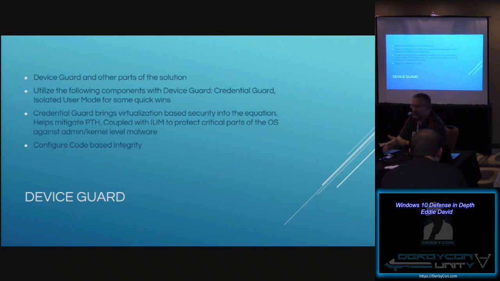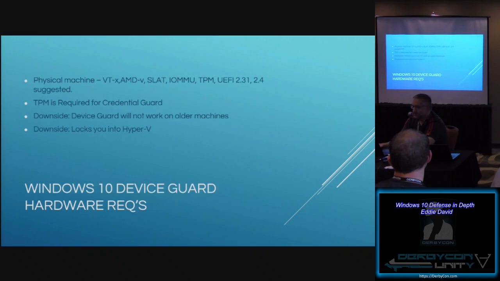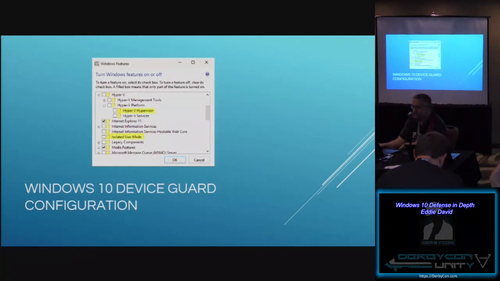Credential Guard is great for mitigating pass the hash, and I'll show in a couple of slides how that mitigates once you have a hypervisor set up for it. IUM protects you against admin and kernel level malware, and of course you need to configure code-based integrity with all that. So you're going to need a physical machine, obviously, for all this. You can't do it in a virtualized environment, and it's going to need to have a TPM. It's going to need to have at least UEFI 2.3 or 2.4. Device Guard probably isn't going to work for older machines, and you're going to be locked into Hyper-V, so that could be an issue for some.